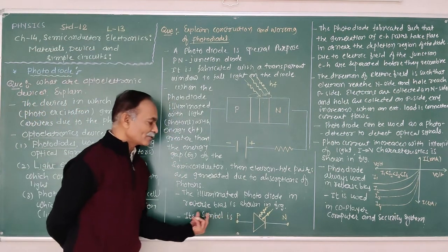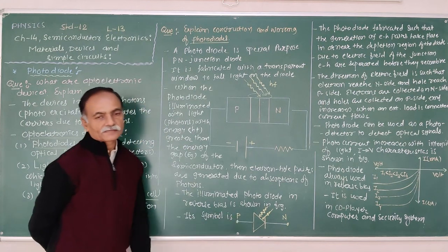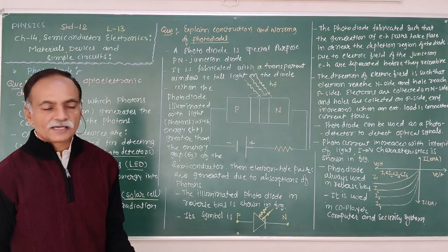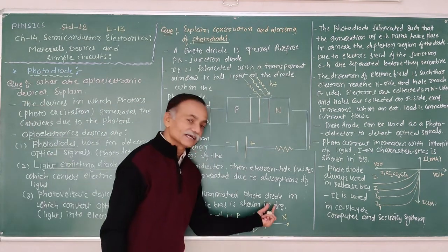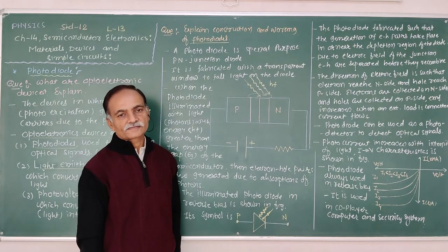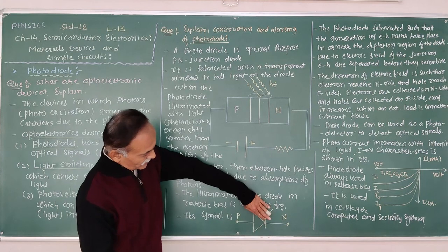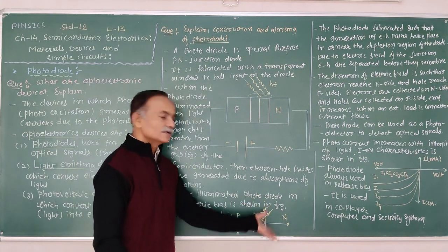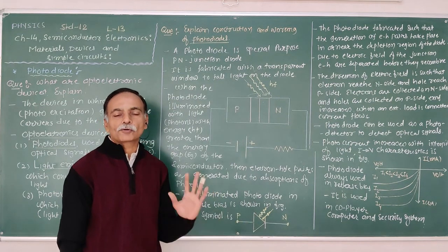The symbol of the photodiode is shown in the figure. The symbol of a photodiode is the same as the p-n junction diode, but here this part is additional. The incident light is shown on the p-n junction diode. Without this arrow, there is the symbol of a p-n junction; it is shown with the arrow. So that is the symbol of the photodiode.